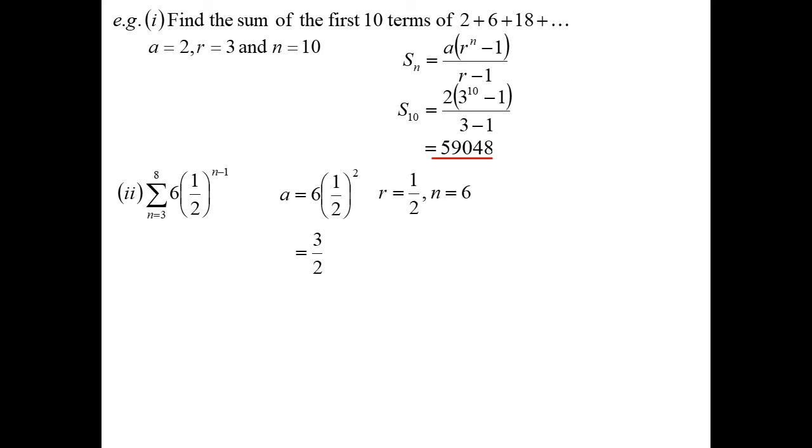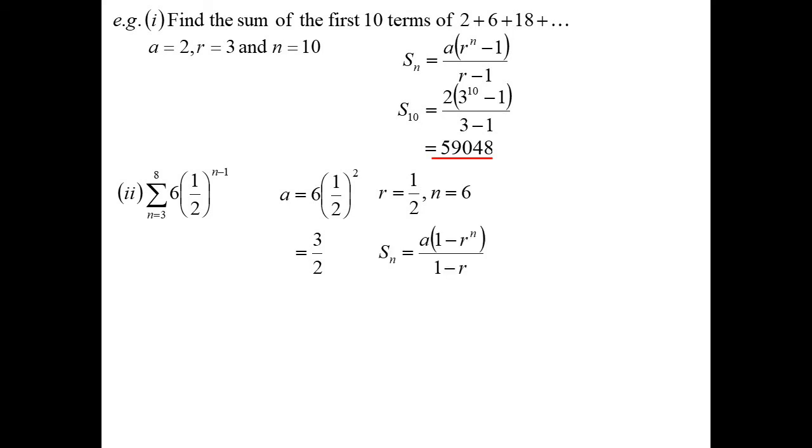How do I know that? Well, look at the general term. The general term is still ar to the n minus 1, so the ratio is a half. And the number of terms, 8 minus 3 is 5, but it's inclusive, so add 1, we get 6.